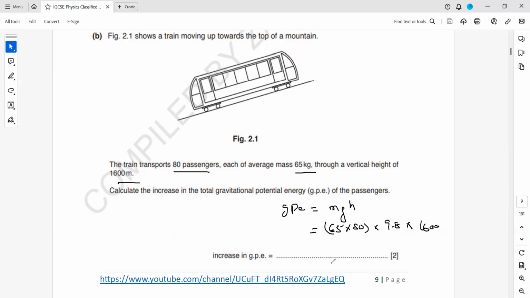Whenever the answer is big, it is best to write it in scientific notation. Counting the places, 1, 2, 3, 4, 5, 6, 7, so I can say 8.15 times 10 to the power 7, and the unit will be joules.